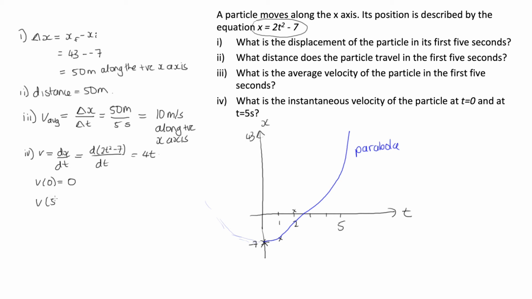And then the velocity at 5 seconds, which is really related to the gradient of this slope at 5 seconds. We'll learn more about that in the next lecture. And so this is equal to 4 times 5, just substituting into this equation here. And so this is equal to 20 meters per second. And then again, we need to give a direction because it's still a vector. So along positive x axis. So that's how we solve that problem.